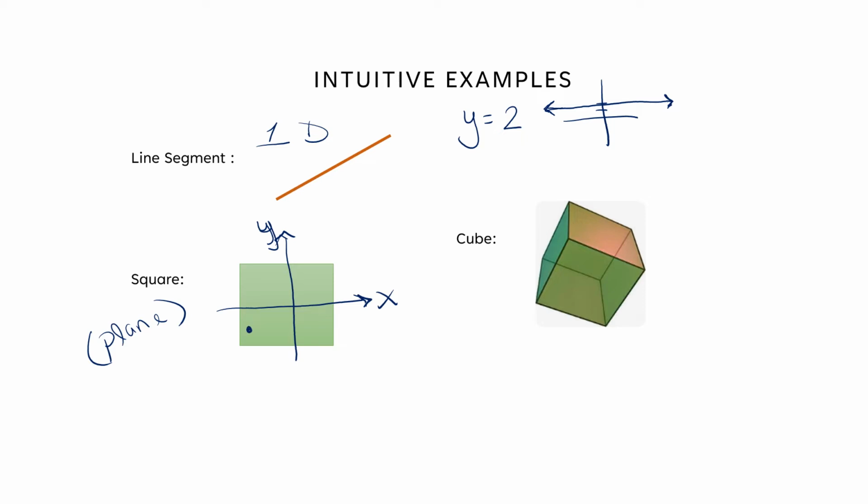I could describe that with an x coordinate, or I could describe it with a y coordinate. But if I want to describe where it lays in this plane and I want to describe the entire plane, then I need both coordinates x and y. Now, if I look at the cube, for example, we pretty much know, we should know, that a cube is going to be 3 dimensions.